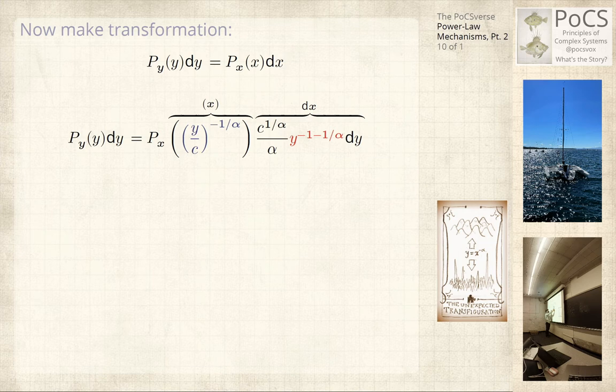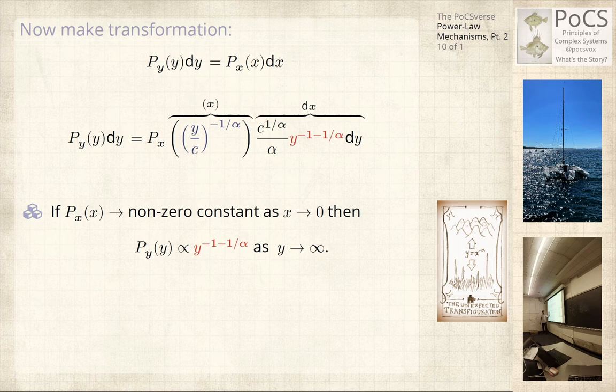So here's what I just said. If we go to some non-zero constant as x goes to zero, this has become zero, y has become large, which means this is going to zero. Then basically we just get that power. So it pops out that we have a power law tail. Exciting. I know that's exciting.